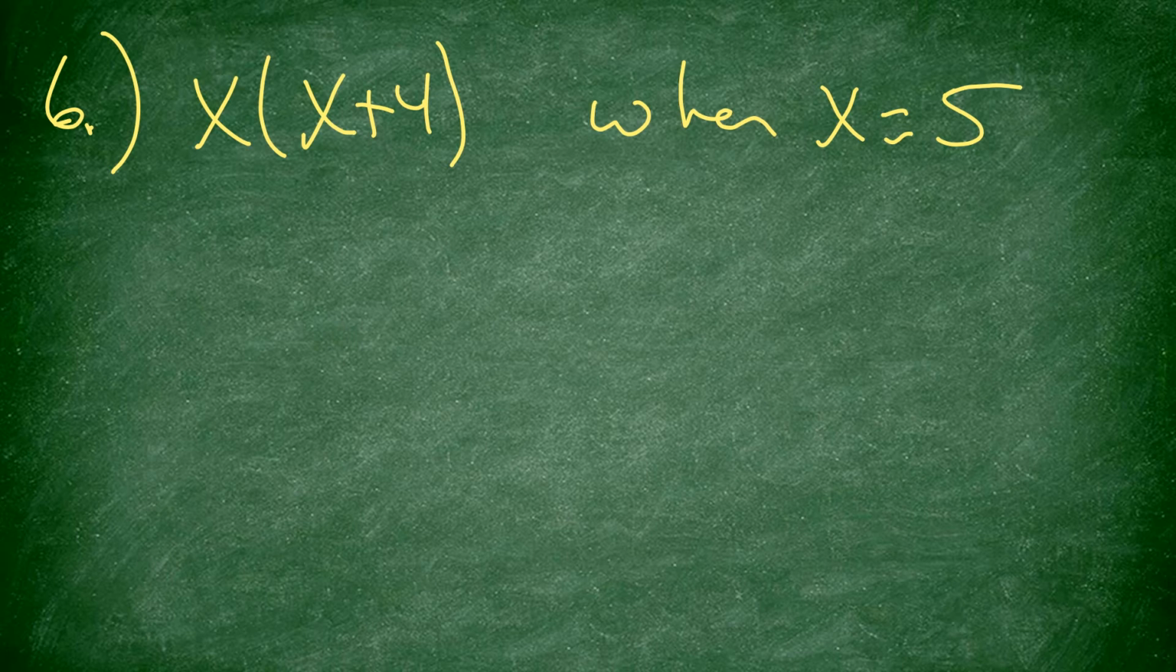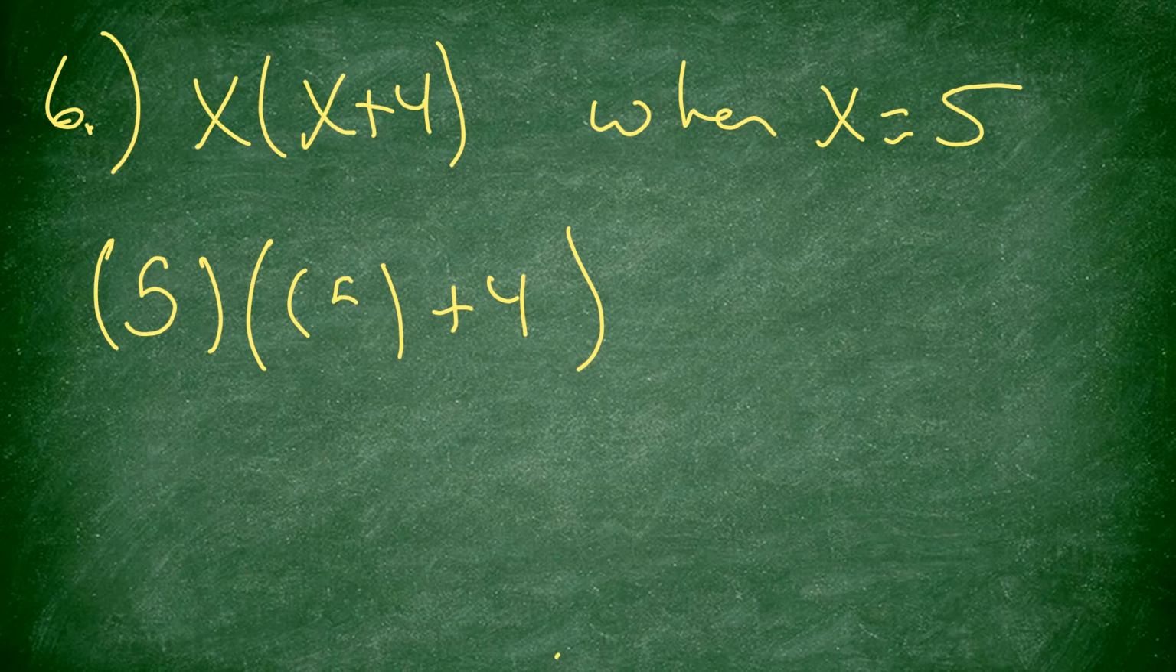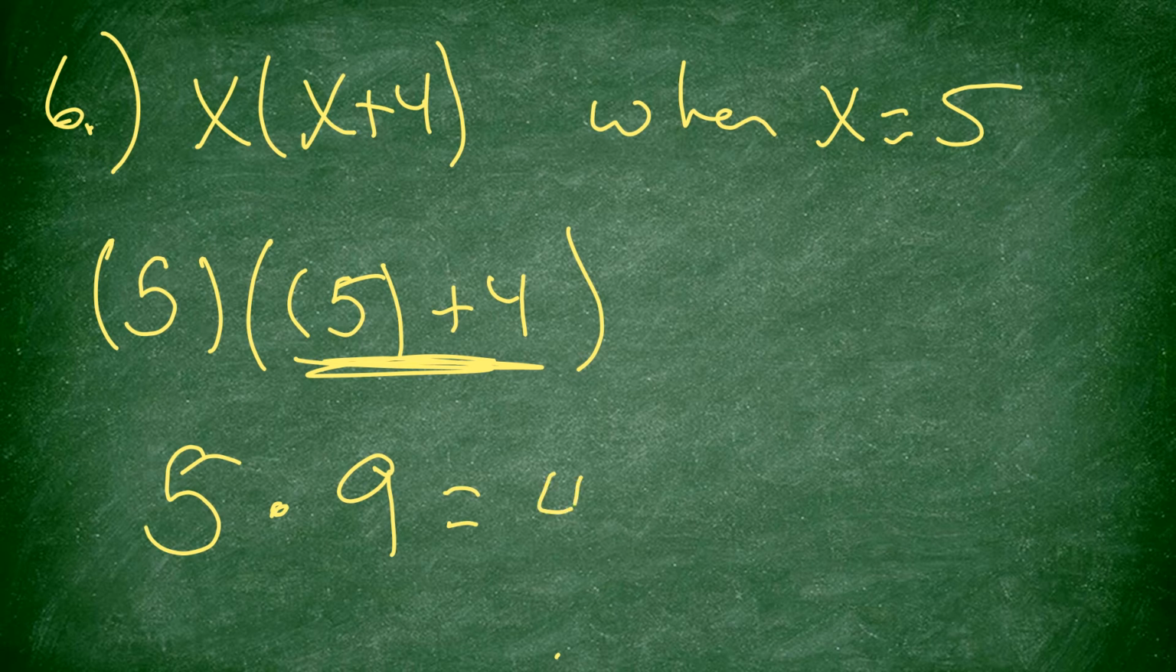Alright, number 6, there's 2 ways to do it, but both of them start where you plug in 5 for x. So I put empty set of parentheses, empty set of parentheses plus 4, and I'm going to plug in 5. Now, I always look inside my parentheses, and 5 plus 4 is 9, and that 5 just drops down. So I have 5 times 9, which is 45. That's the easiest way to do it.